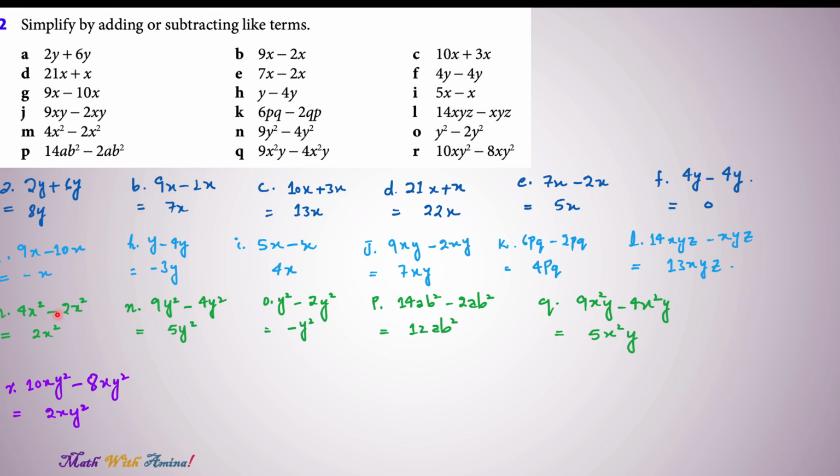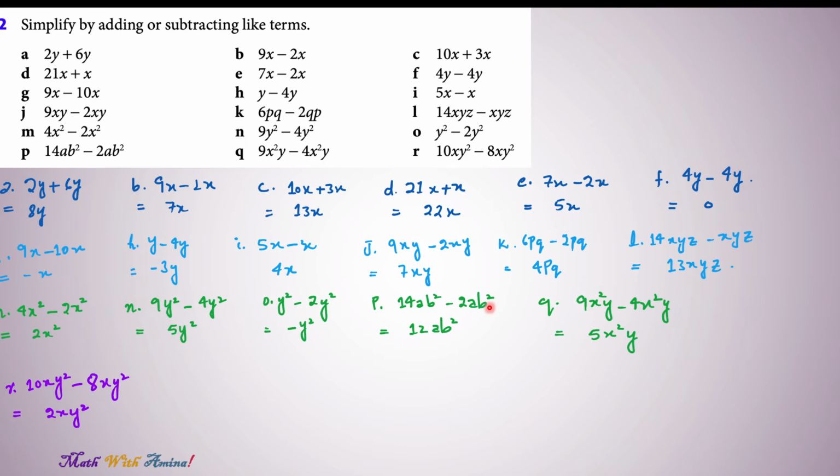4x square minus 2x square. So again, these are like terms because the variables are the same and the power of the variable in here is also the same. This variable has the power of 2 and so does this variable. So when we subtract 2 from 4, we get 2 and the variable would be the same, x square. 9 minus 4, 5, and the variable would be the same, y square. y square minus 2y square, so we subtract 2 from 1, there would be a negative sign and the variable would be the same, y square.